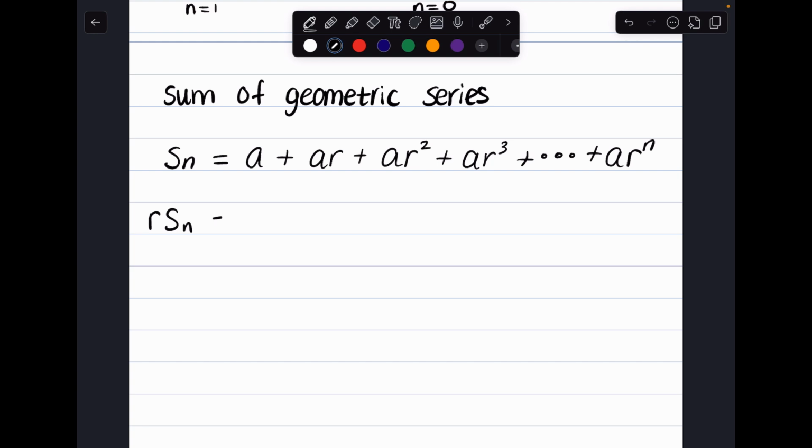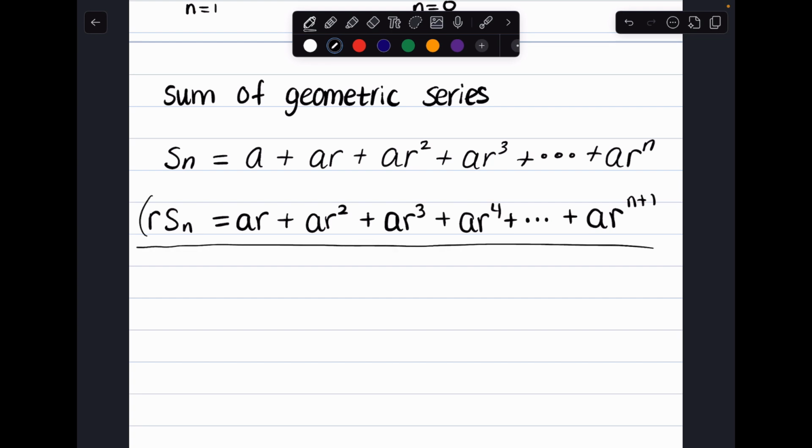So I'll multiply by an r. I have r times S sub n. And on the right-hand side, I have a times r now. I have a times r squared. I have a times r cubed. A times r to the 4th. All the way up to a times r to the n plus 1 now. And I'm going to go ahead and subtract these equations.